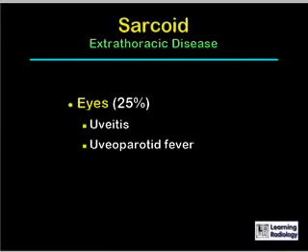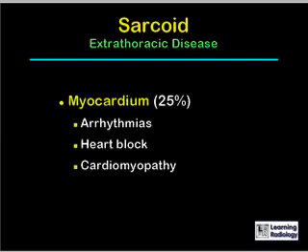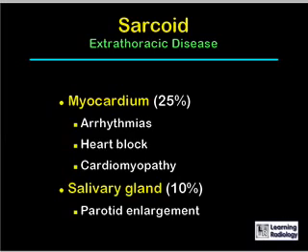Other extrathoracic disease includes involvement of the eyes with uveitis and uveoparotid fever, the central nervous system with granulomatous meningitis and facial nerve palsy, the myocardium producing arrhythmias, heart block, and sometimes cardiomyopathy, salivary glands with parotid enlargement.